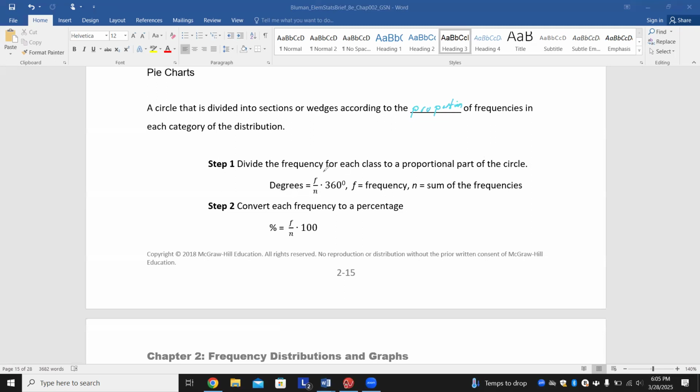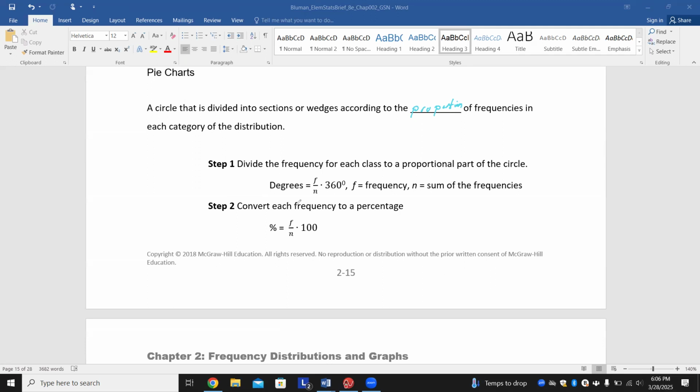The degrees will just be the frequency divided by the total in your observation, maybe there's 20 people you're observing, whatever the situation might be, times 360. So all of them should add up to 360 at the end. But again, F is your frequency, N is the sum of the frequencies. So like if you had 20, maybe this frequency only happened twice. So it'd be 2 out of 20, and then you would multiply that by 360.